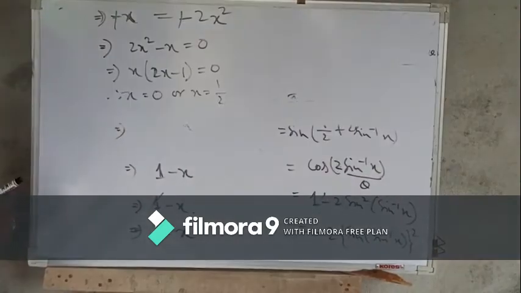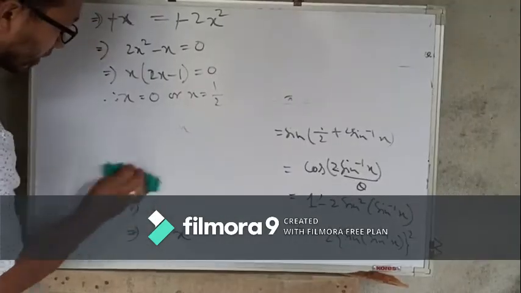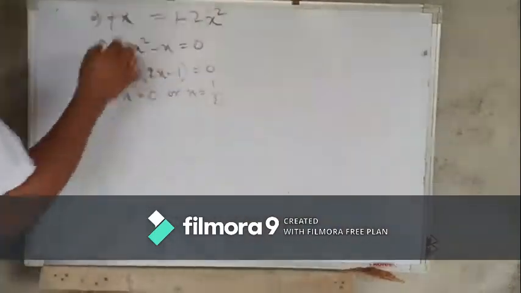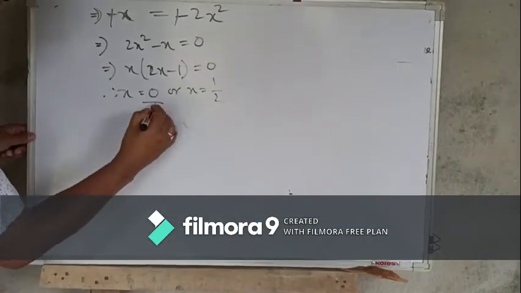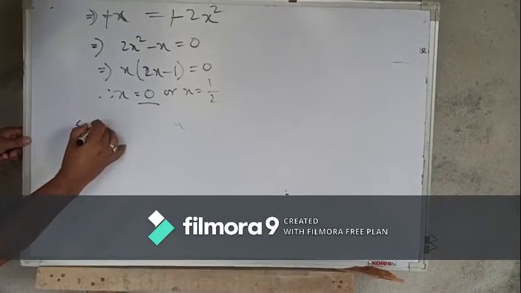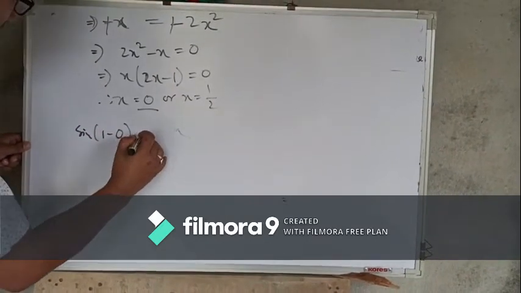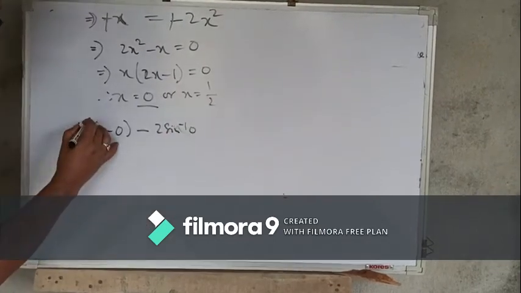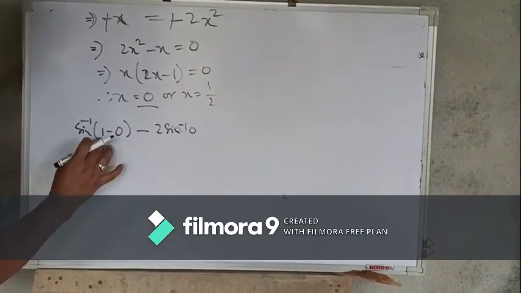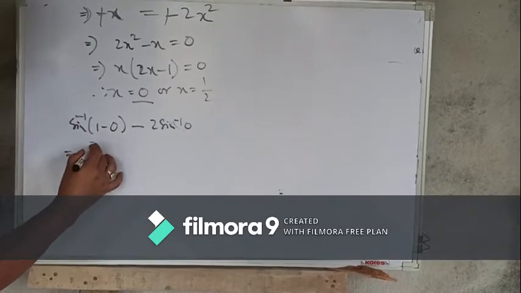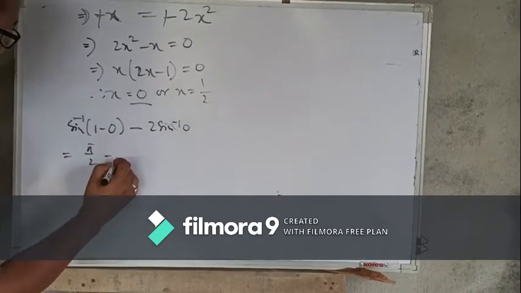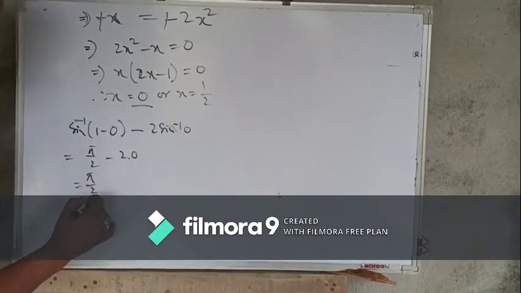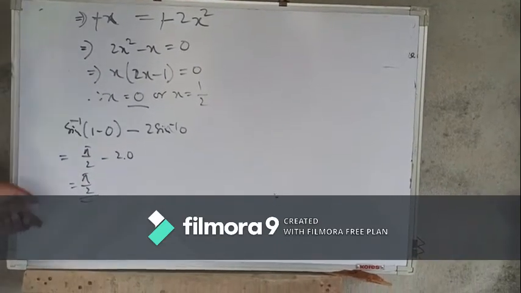Now we have to check whether both the answers are correct or not by putting them in the left hand part of the equation. If we consider x equal to 0, then the left hand part is sine inverse of 1 minus 0 minus 2 sine inverse of 0. Sine inverse of 1 is pi by 2, minus 2 into sine inverse 0, which is 0, so it is only pi by 2. This is the right hand part. So our answer is correct for 0.